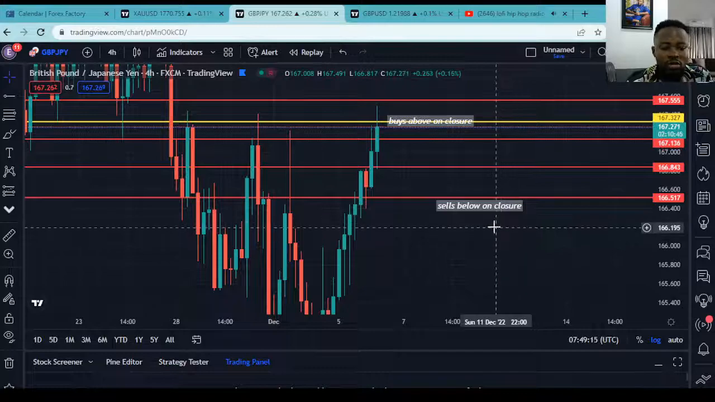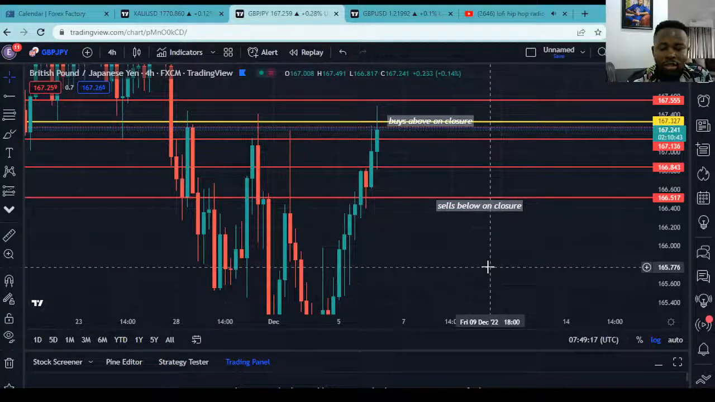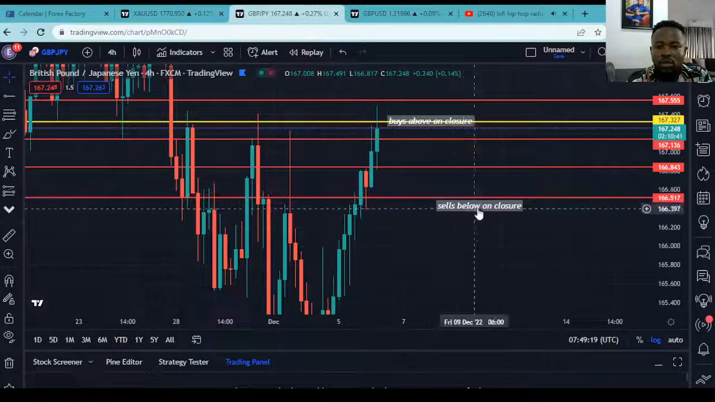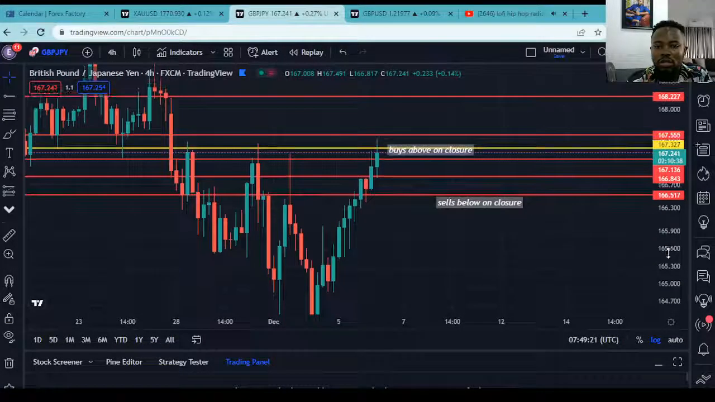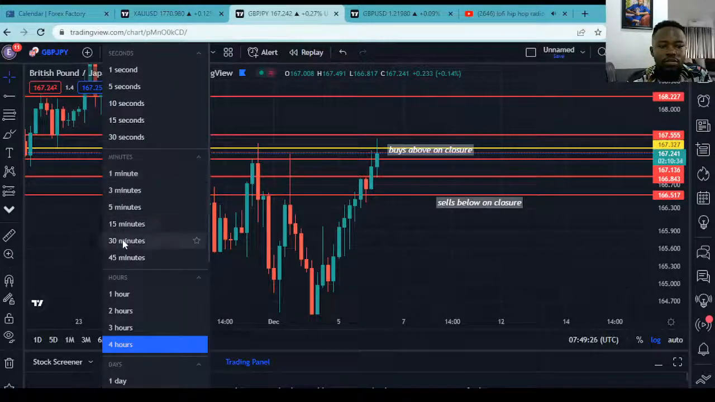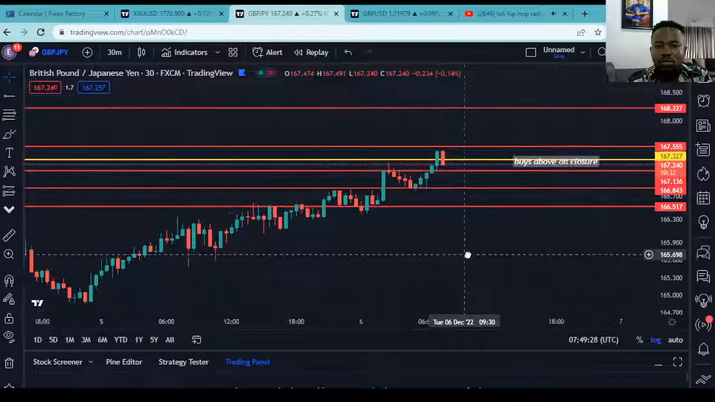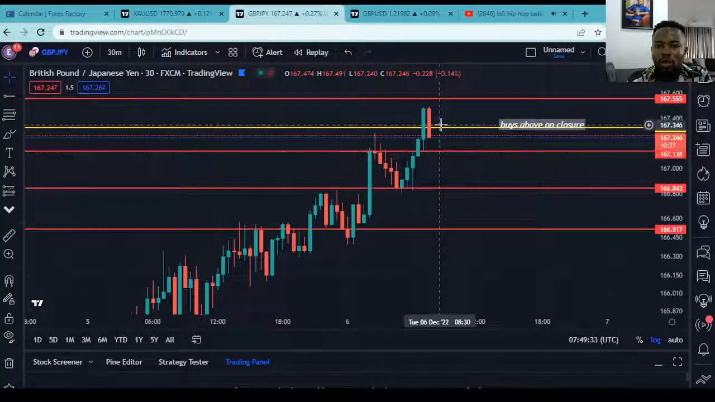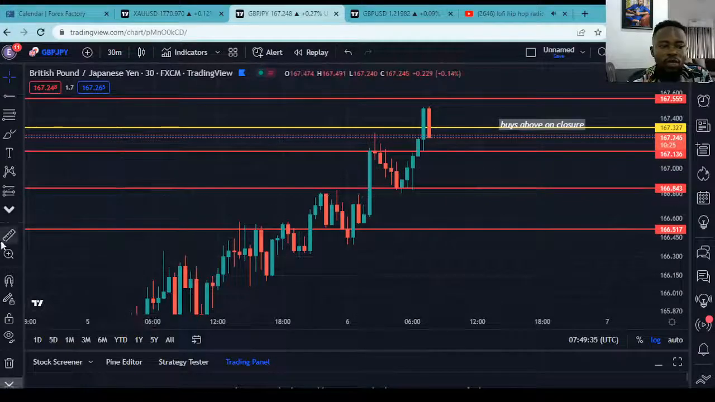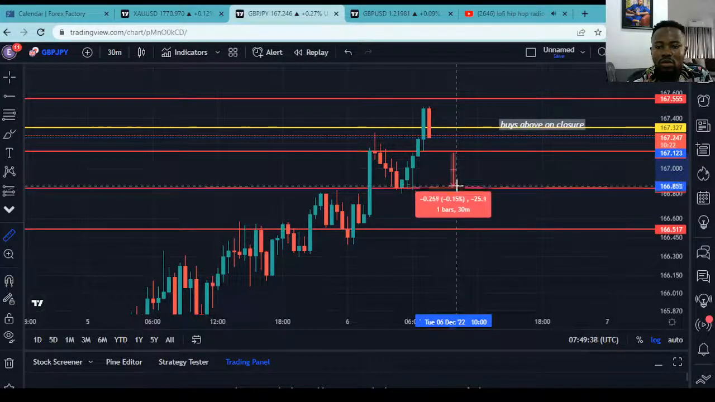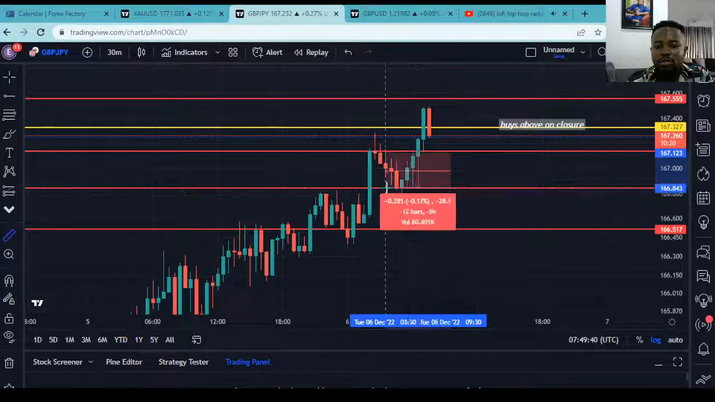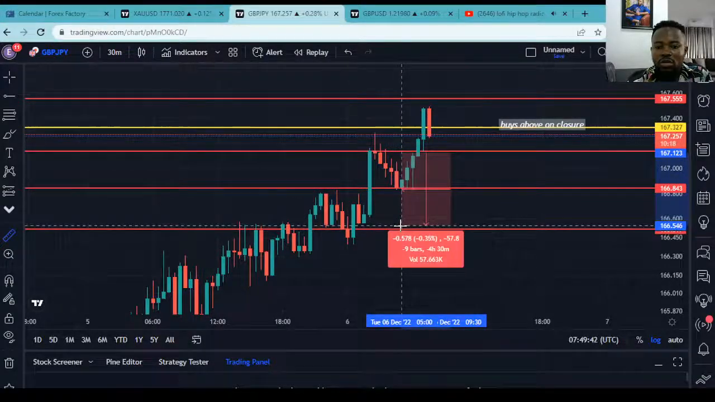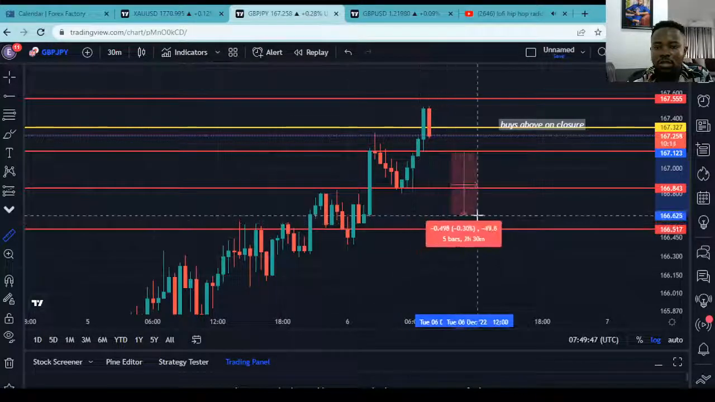So for us to take sales, we need to really understand that the market is really going to continue down, right? But we'll see in this area too. If this candle closes below here, we could actually take sales on the next candle to 29 pips to fill this area here and eventually continue down. Let's see.